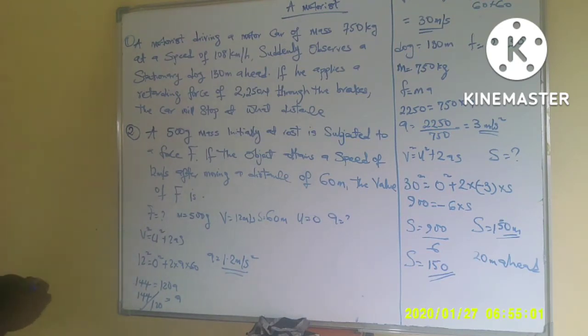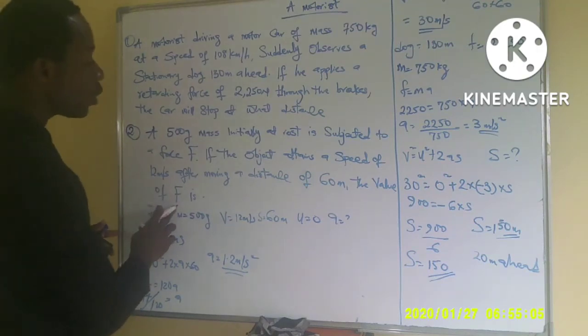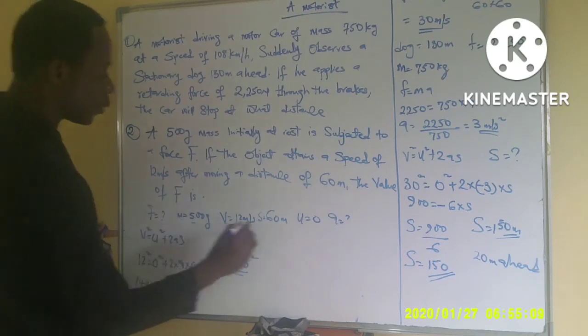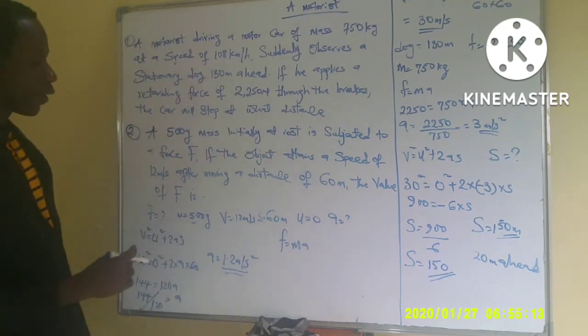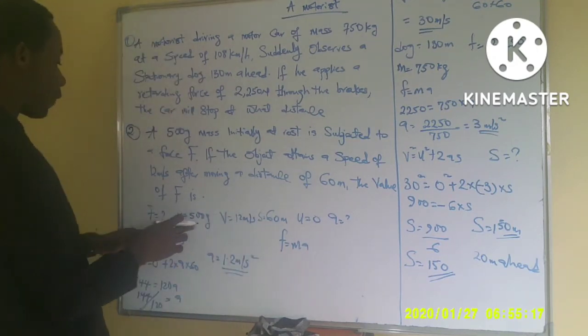Now, after getting our A as 1.2 meters per second squared, we go further by looking for the force. So what connects the force, the mass, and acceleration? So F is equal to ma. Don't forget to be using this formula. So what is our F? F is what we are looking for here. So what is our M? M is 500 grams.